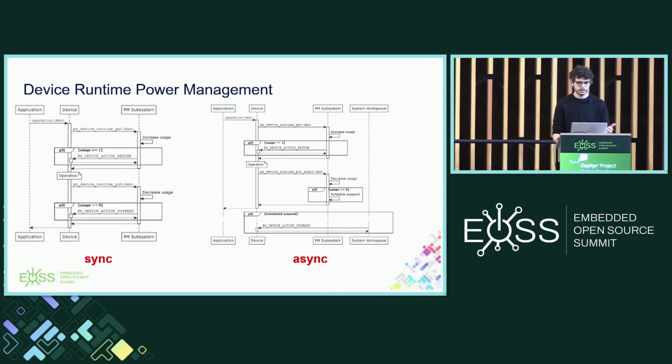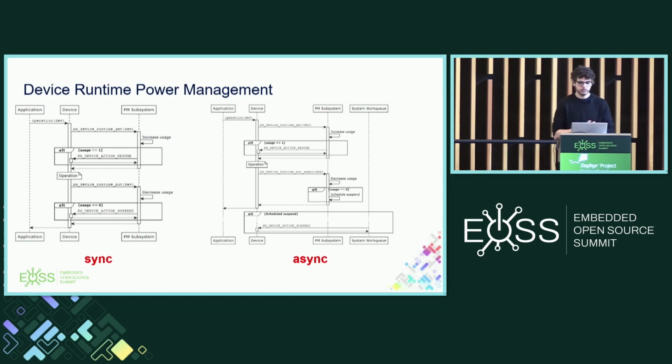The asynchronous case is pretty similar. The main difference is that when the device finishes the operation, instead of synchronously suspending the device, it calls PM device runtime put async, and the PM subsystem will, instead of calling the action callback at that moment, schedule the operation to the system work queue to be done later. We play some tricks here to avoid unnecessary work. So if there is a request canceling an operation that is in the queue, we just do some adjustments in the reference, and we avoid changing the state of the device.